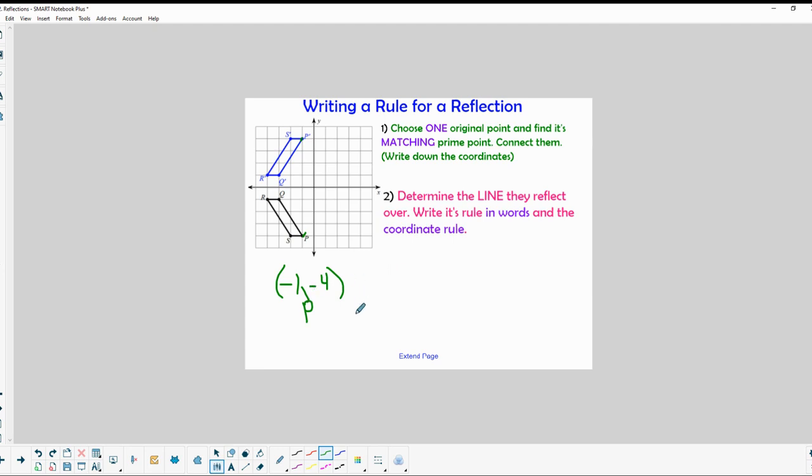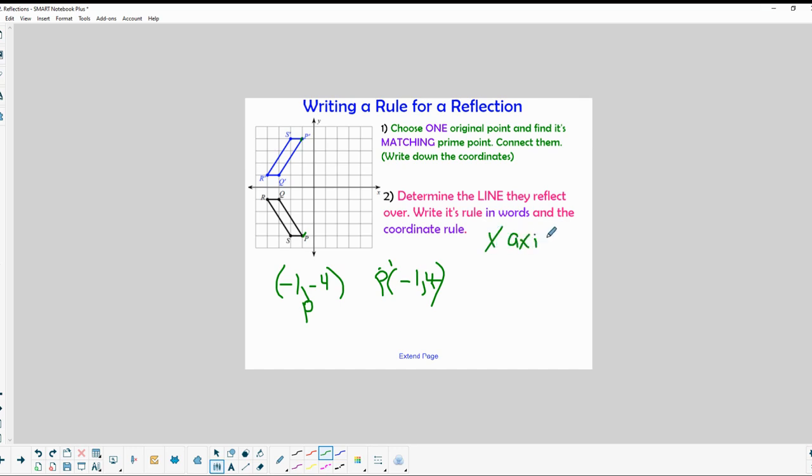So now what about P prime? P prime is at negative 1, 1, 2, 3, 4. So at negative 1, 4 is where P prime is at. So if you look, those stayed the same. The y value switched, so what did they reflect over? They reflected over the x-axis.